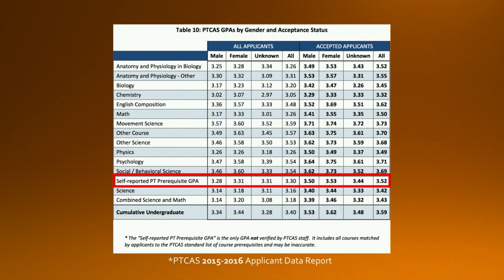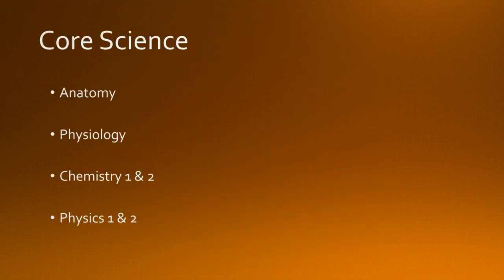Focus on the red box here, the prerequisite GPA, right at a 3.5. Core science. This one doesn't have any data in the applicant report, but I know a lot of schools calculate this GPA. And this consists of anatomy, physiology, chem, and physics. So you think about these are probably the most challenging classes that you have for prereqs. And this is going to really paint a picture of what kind of student you are and how well you can manage the amount of coursework you have.